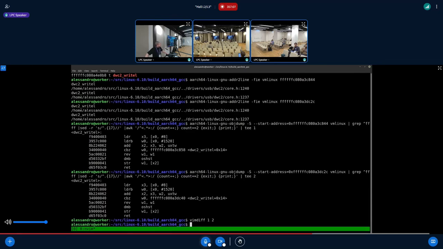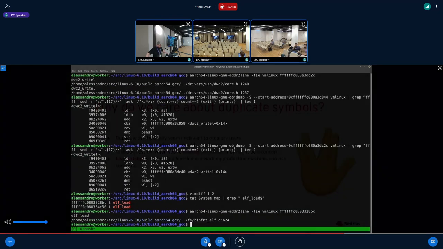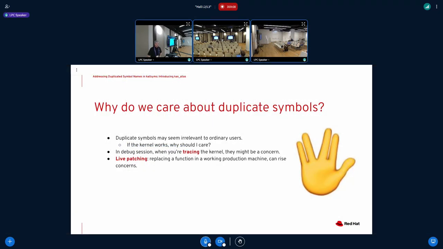Now let's see another source of duplicate functions, which is the elf load, which is another outstanding example that I want to show you. Here it is. So we have two instances of the elf load. So now we know that duplicate symbols are lurking around the kernel, like gremlins in the code.